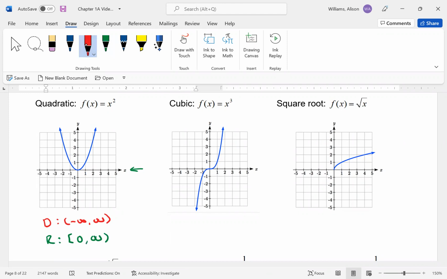Again, even more narrow, but the arrows are indicating that they're going to keep going a little bit to the left and a little bit to the right forever, which means it's going to keep expanding out forever. So the domain is negative infinity to positive infinity. And then the range would also be negative infinity to positive infinity, since it's going up and down forever.